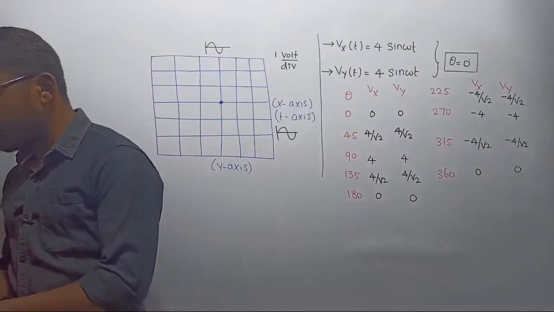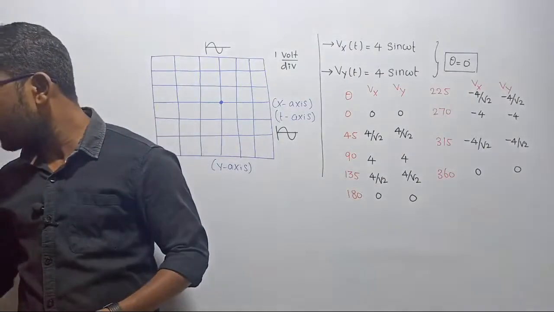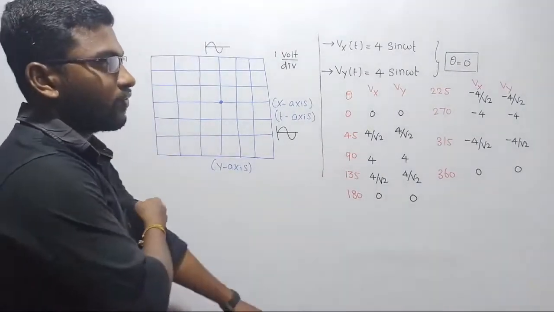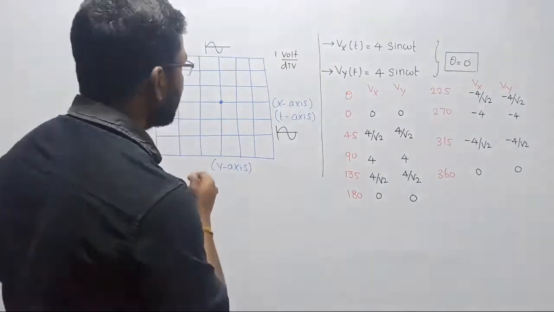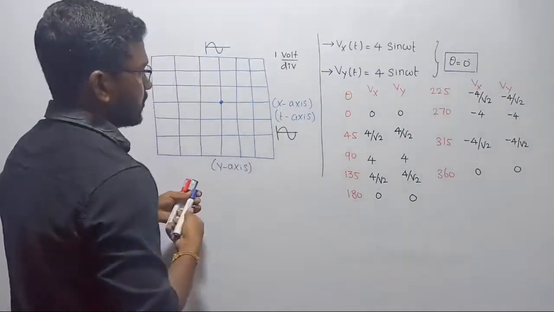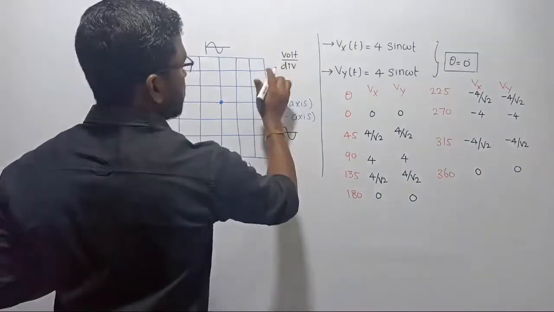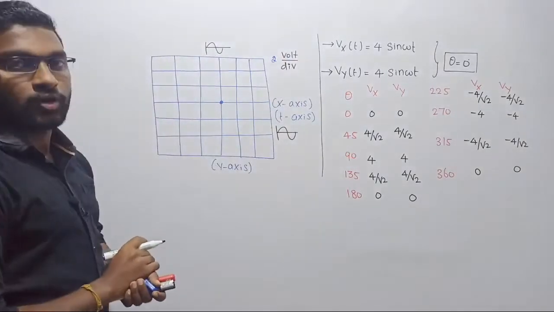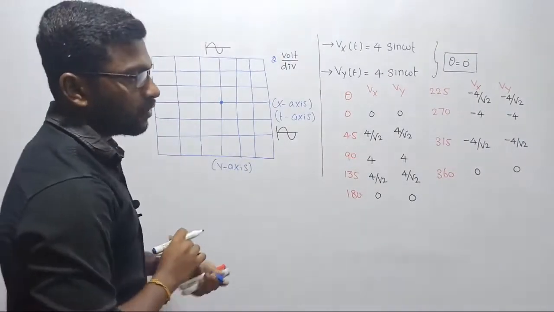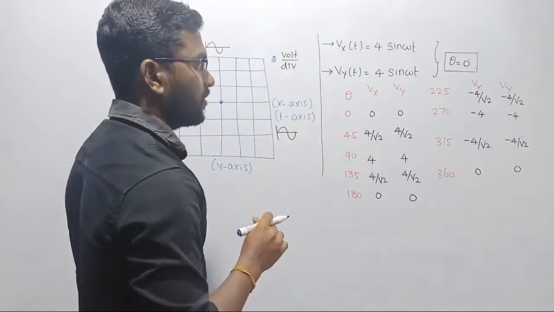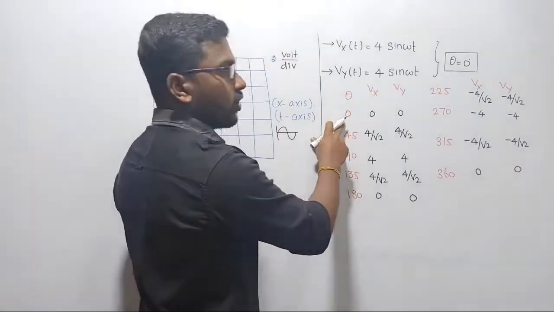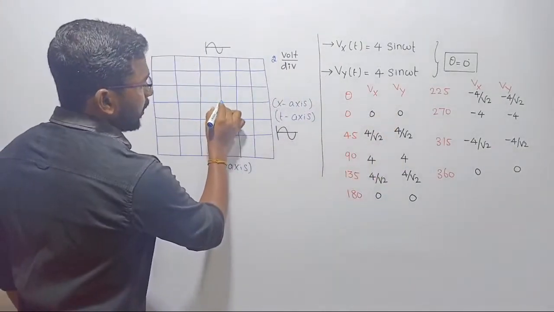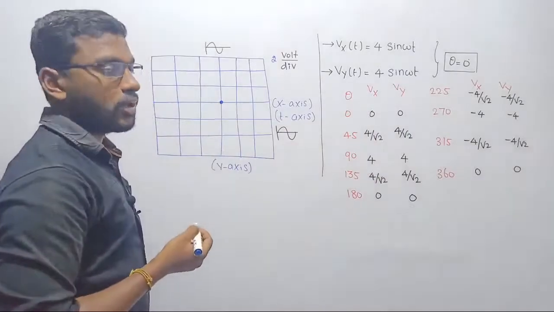Anyway, in order to get clear values, let us take all these values and plot them on the screen, right? Please observe these things in the display of your CRO. Okay guys, let me do one thing. Let me consider 2 volts per division, which is much better for us because I have to consider all values. At theta equal to 0, both y-axis and x-axis are going to be 0. It means your first point will be spotted at the origin.